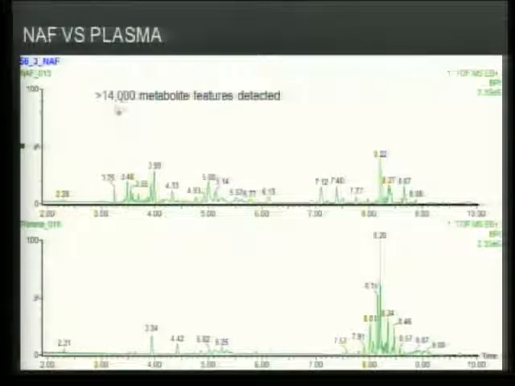And so we were able to detect over 14,000 metabolite features in NAF. And so these are not distinct metabolites. Metabolite features can be isotopes or adducts. But still probably 7,000 distinct metabolites. This is, again, a chromatogram. This is time, only 10-minute run, abundance. And this is the NAF profile, and this is plasma profile. So we can see that there's a lot of very different metabolites contained in NAF than in plasma. And this is all preliminary, so I don't have a lot of specific identifications for you.